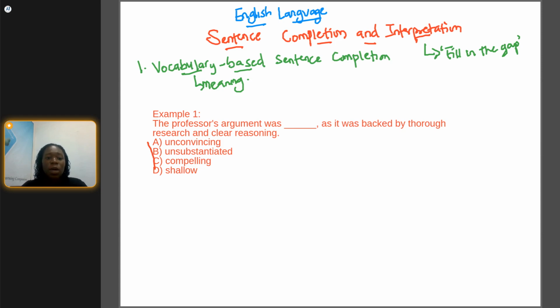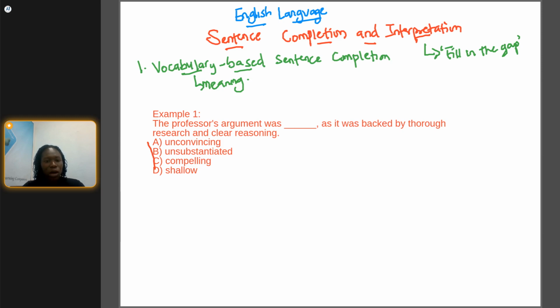So the professor's argument was dash, as it was backed by thorough research and clear reasoning. The second part of this sentence talks about the argument that was backed by thorough research and clear reasoning. So, which of the options do you think is now the most appropriate looking at this context? If the professor's argument is described as having thorough research and clear reasoning, then it must have been compelling. It must have been convincing. It must have been persuasive.